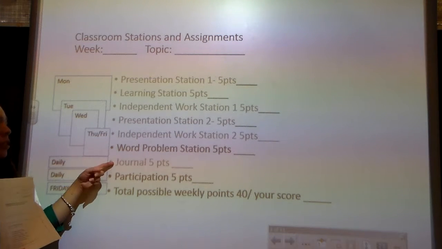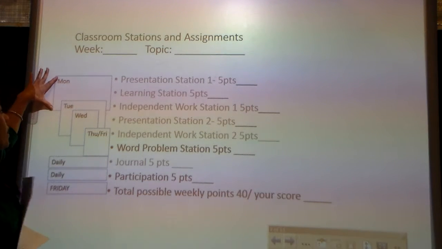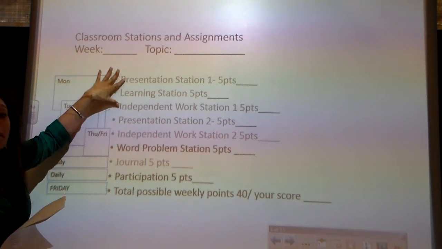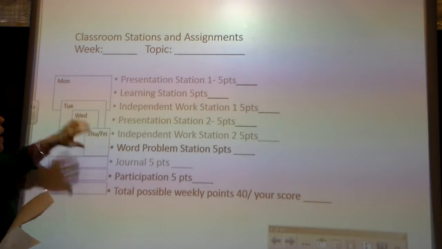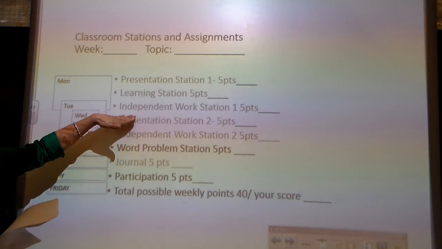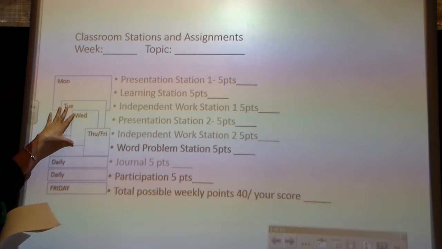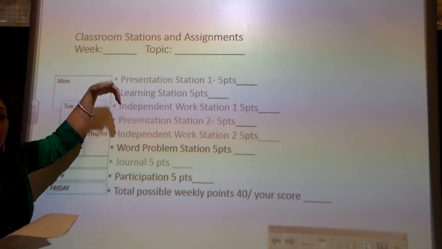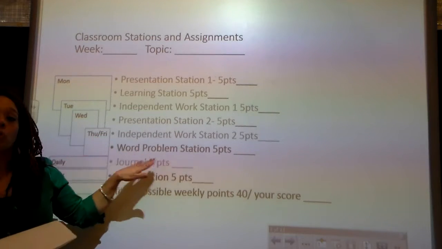Okay, so every day you should be doing your journal and you should be participating, okay? But if you see here Monday kind of spans through these 3 stations. You want to be somewhere in this range on Monday. Presentation station 1, learning station, or independent workstation. Now, Tuesday you want to be anywhere between independent workstation, the 2nd presentation station, or even starting on the other set of work. By the time Wednesday comes along, if you notice Wednesday starts about here, you should probably be done with the stuff up here and headed more towards the middle of the list. And then Thursday, Friday, you should be wrapping up stuff towards the bottom.